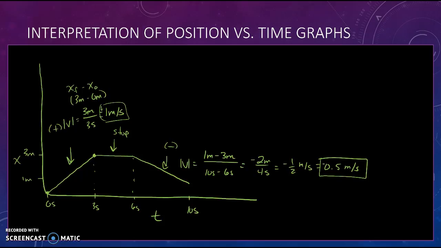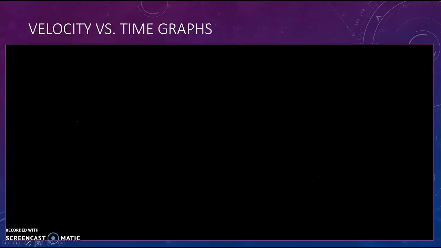You can get velocities from it, and you can tell whether it's moving forward or backward by the slope of those lines. Now, let's take the same graph here, and let's look at, instead, let's change our axes.